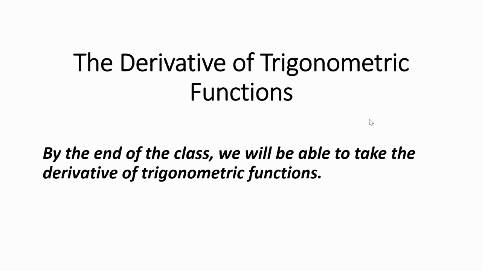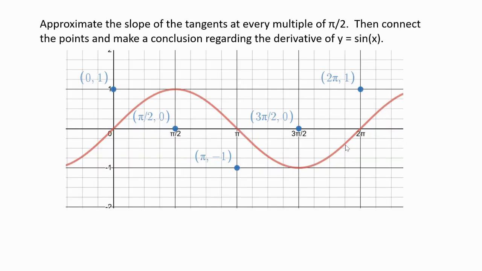Derivatives of trigonometric functions. By the end of the class, you're going to be able to take the derivative of trig functions. So let's have a look here at a sine function. A typical sine function starts at 0, goes up to 1 at pi over 2, comes back down to 0 at pi, goes down to -1, then returns to 0 at 2 pi. You've seen the graph for sine before.